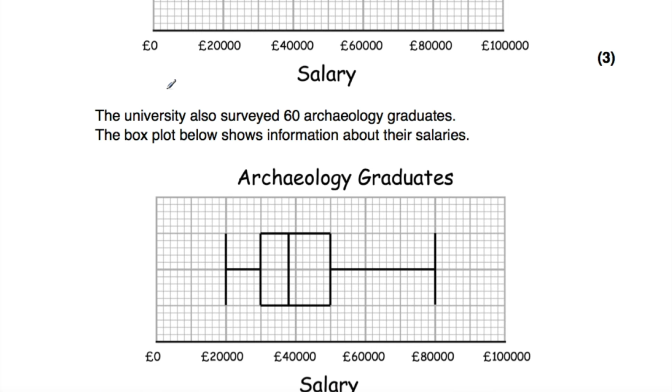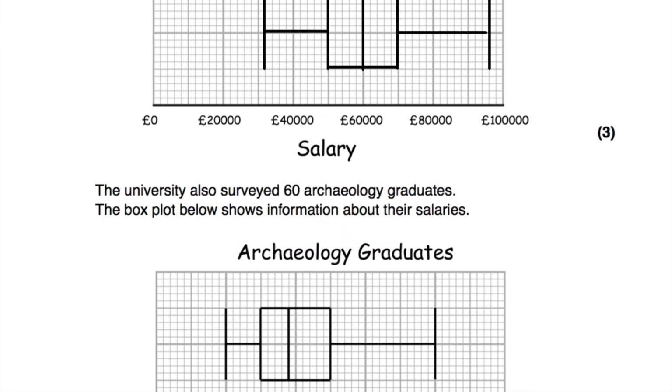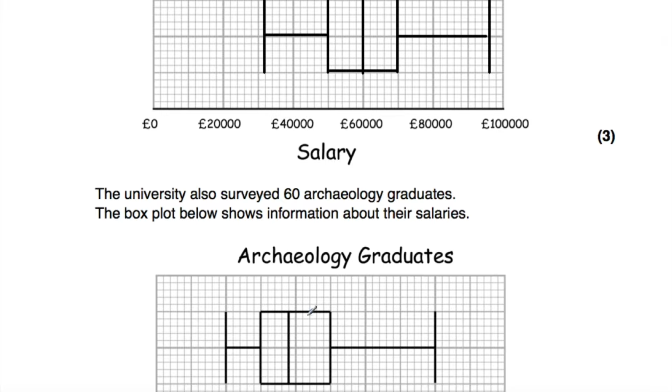Then if we carry on, we're told the university also surveyed 60 archaeology graduates, and the box plot shows information about their salaries. So we've got the two box plots here: the maths graduates here, and the archaeology graduates here. And we can actually look at them and compare them.